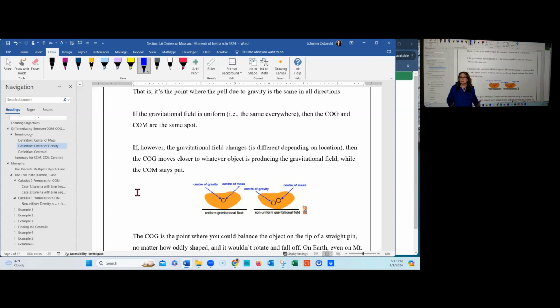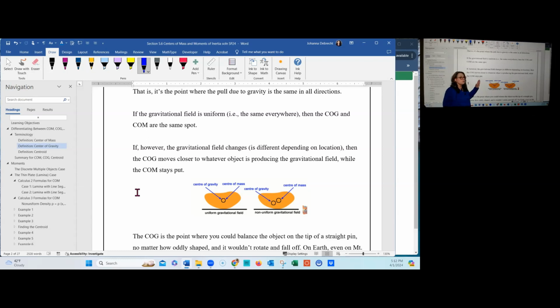On Earth, this means that you have to be relatively small compared to the size of the Earth. Now, it is technically true that there is more gravity on my feet than there is on my head, but the difference is so tiny, we say it's negligible. And we say that essentially my center of mass and center of gravity are in the same location.